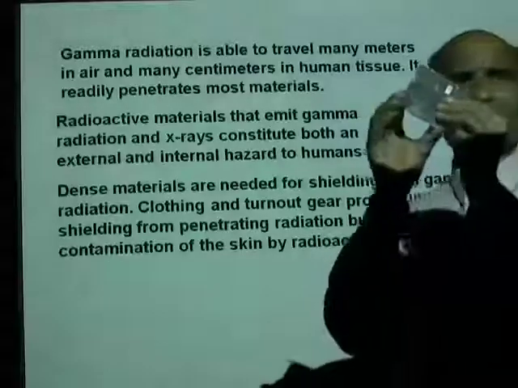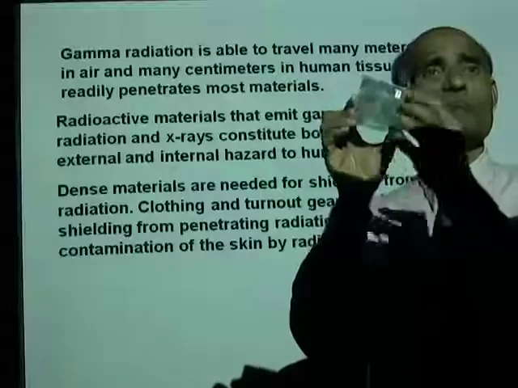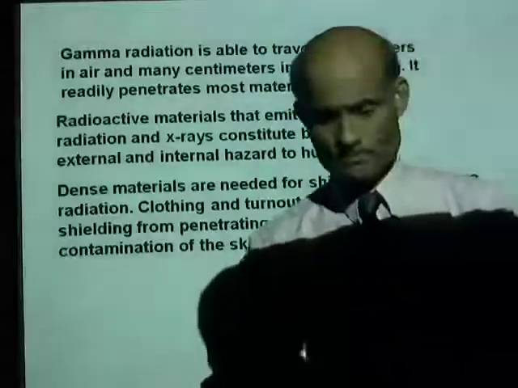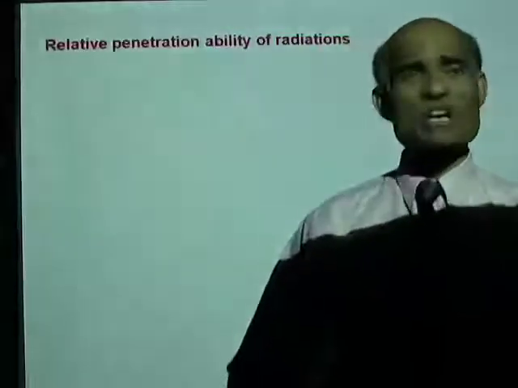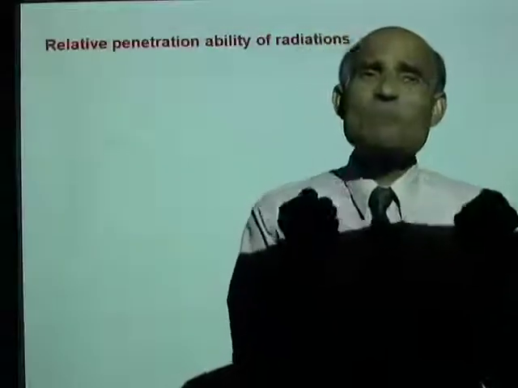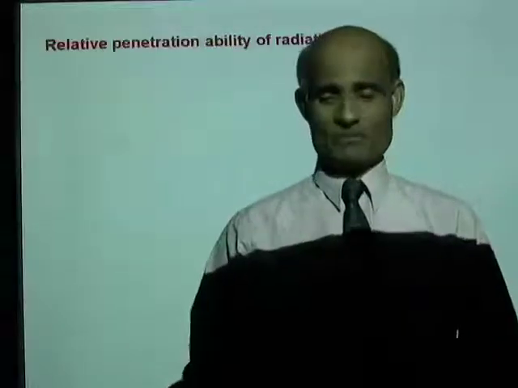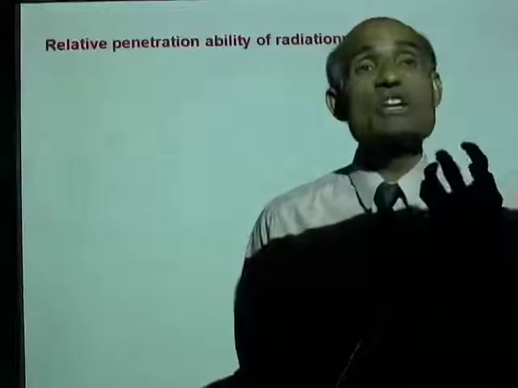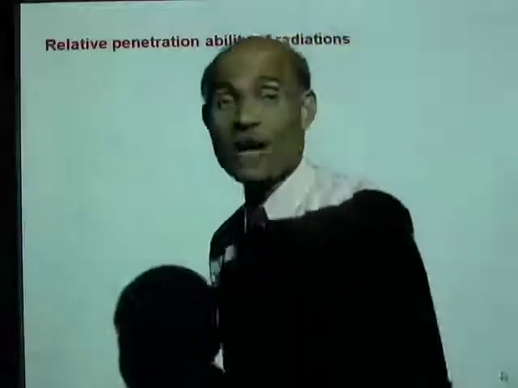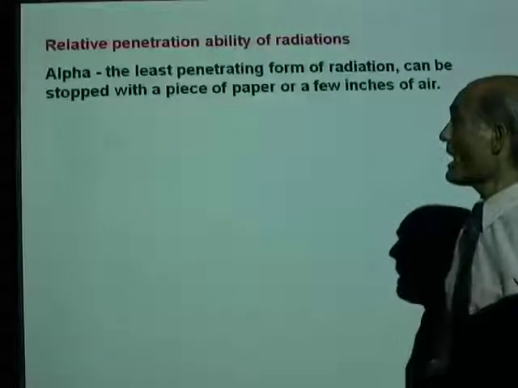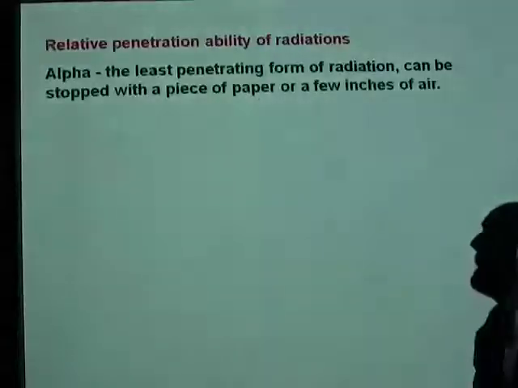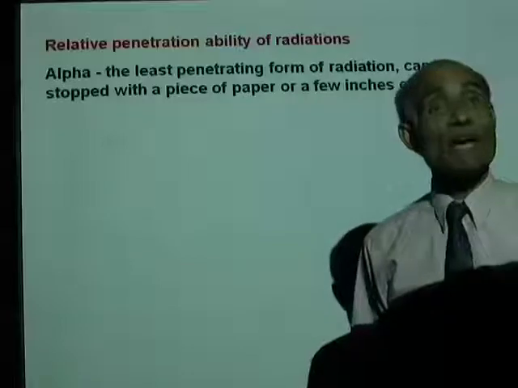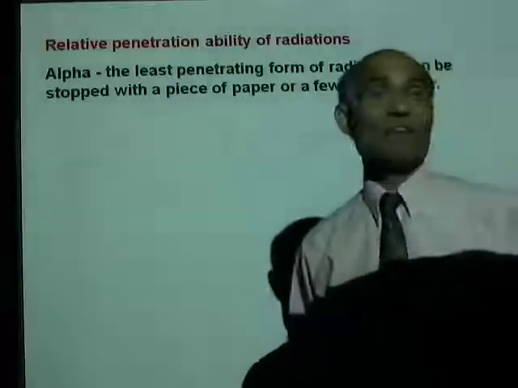Now, here I have a piece of lead. This can stop most of the gamma radiations. All right. So that takes us to the relative penetration ability of radiations. Which of these radiations have greater penetrating ability? Well, obviously, we know alpha radiations do not penetrate much, but gamma radiations are very highly penetrating. Alpha, the least penetrating form of radiation, can be stopped with a piece of paper or a few inches of air. So they're not very highly penetrating.